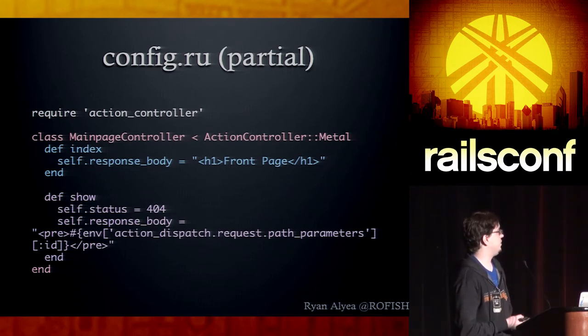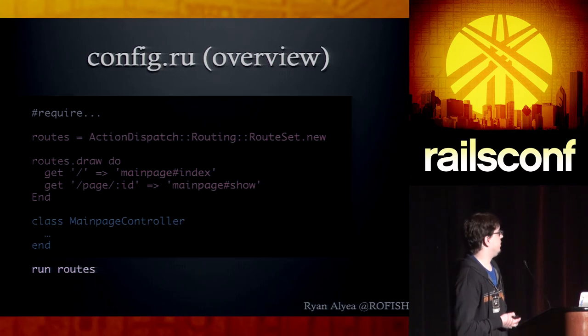If you want to change the status, you can do so. The status always assumes that it's HTML and that the status is 202, unless you technically say so, right? And then at the bottom there, all you've got to do is just say run routes, and that's it. That's a Rails app in like 25 lines, and you're done.